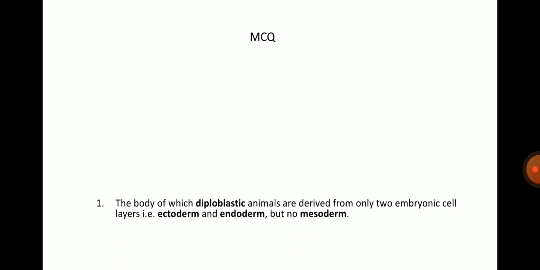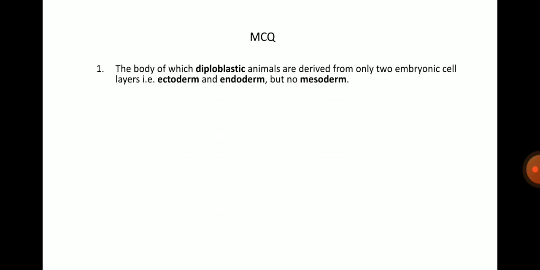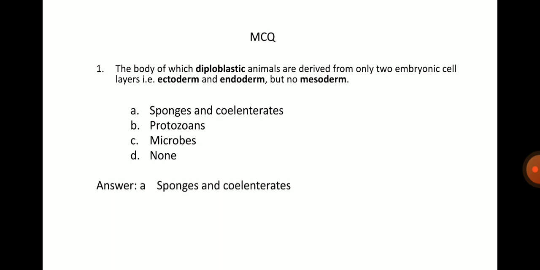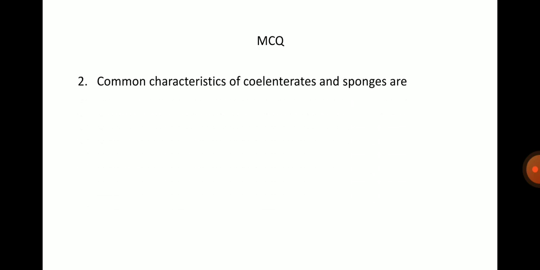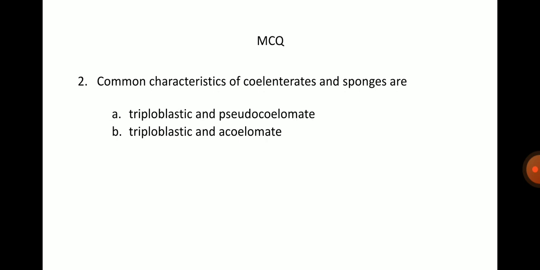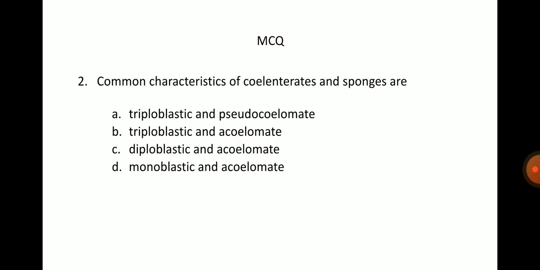The first question is, the body of which diploblastic animal is derived from only two embryonic cell layers, that is ectoderm and endoderm, but no mesoderm? A, sponges and coelenterates, B, protozoans, C, microbes and D, none. The answer is option A, sponges and coelenterates. Second question, common characteristics of coelenterates and sponges are A, triploblastic and pseudocoelomate, B, triploblastic and acoelomate, C, diploblastic and acoelomate and D, monoblastic and acoelomate. The answer is option C, diploblastic and acoelomate.